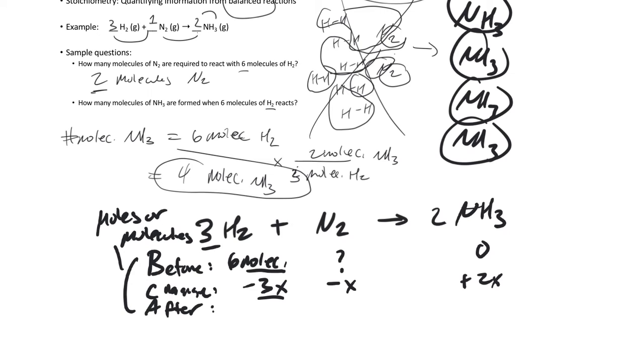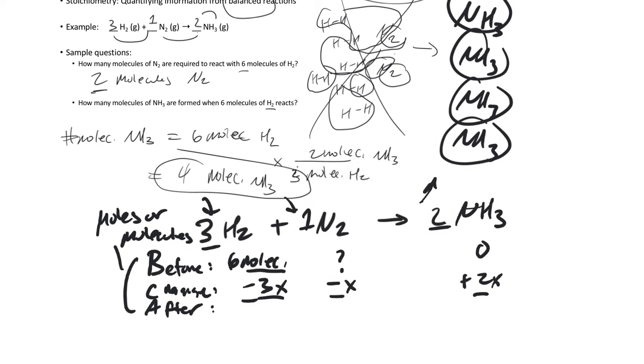So the 3 and the 1 and the 2 in front of x, or whatever symbol you want to use for your variable here, mean that for every 3x of hydrogen that we lose, we have to lose 1x of N2, and we have to gain 2x of ammonia. So these coefficients here are just coming from our reactants being lost and our product being gained, using the coefficients in front of x.